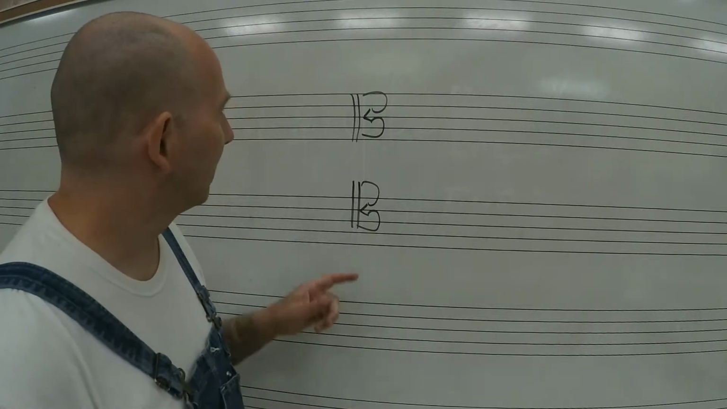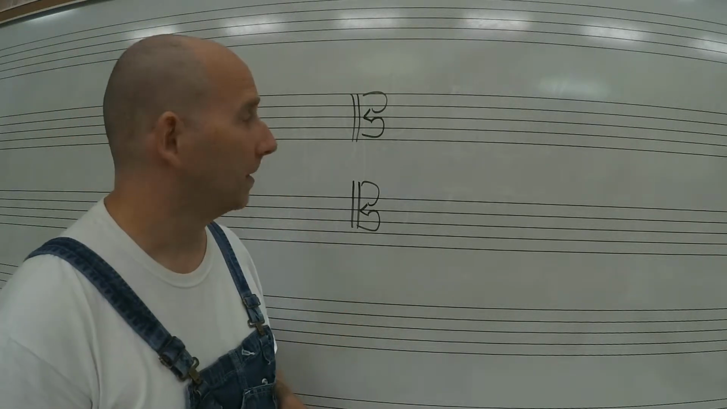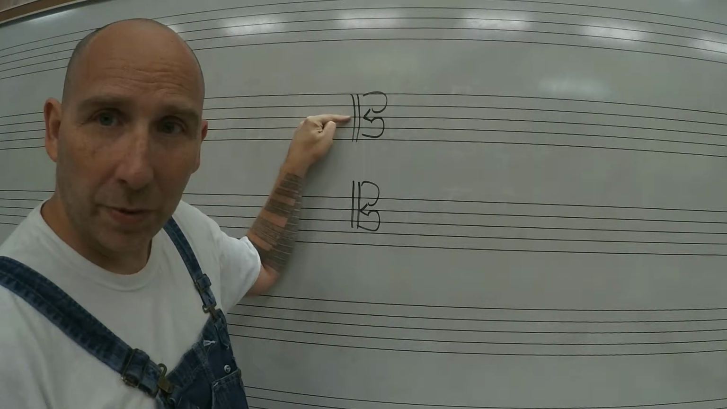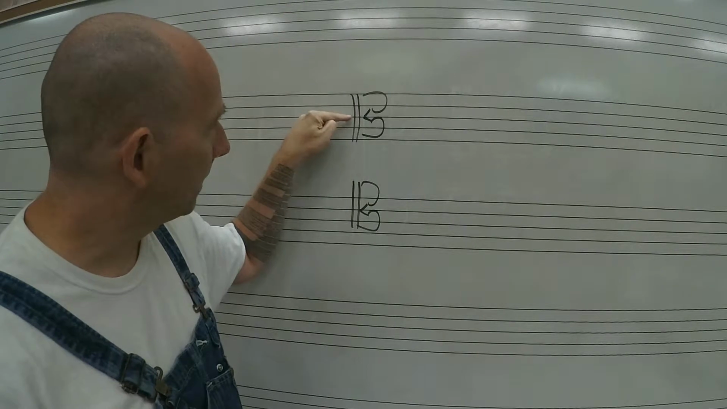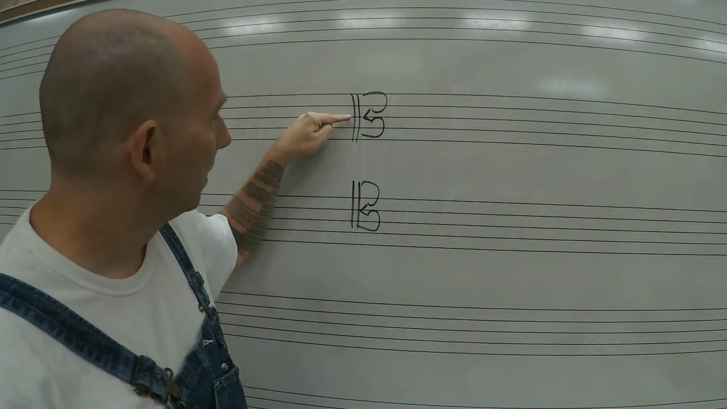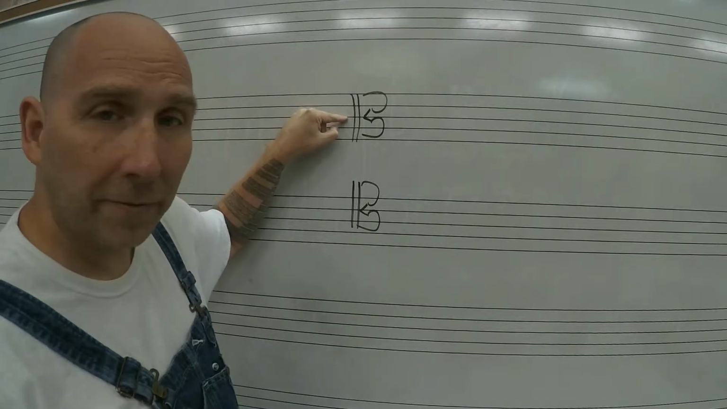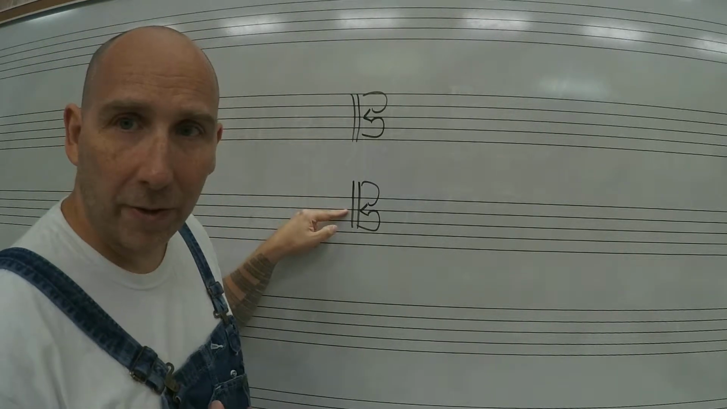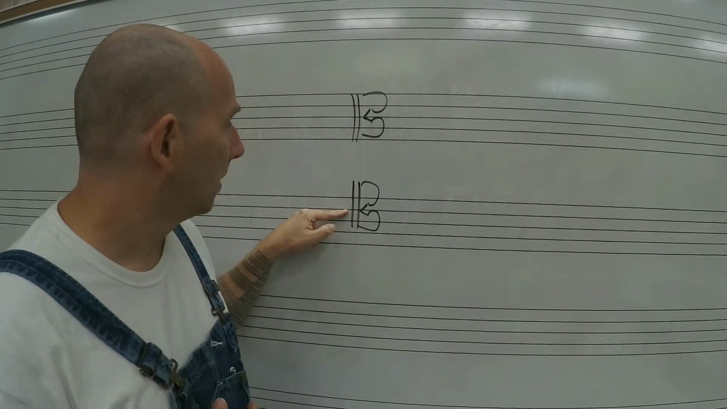Okay, the C clef. C clef is a movable clef, meaning this point in the middle is pointing at middle C. And it doesn't matter which line that's pointing to, it will always be a line. In this case, it's the third line from the bottom is middle C. And in this case, it's the fourth line from the bottom that is middle C.